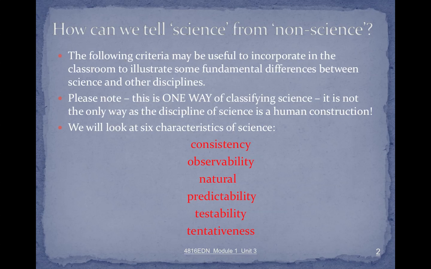So how can we tell science from non-science? Why is something scientific and something else is not scientific? So the following criteria may be useful to incorporate in the classroom to illustrate some fundamental differences between science and the other disciplines. And like I just said, it's one way of classifying science. It's not the only way. So we know that the discipline of science is a human construction. So these are just some characteristics that generally typify the scientific endeavour. So we're going to look at 6, and they are consistency, observability, natural, predictability, testability, and tentativeness.